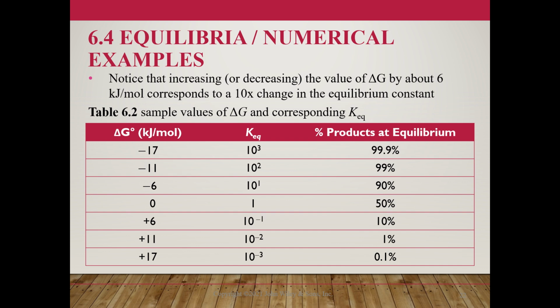Looking at equilibria and numerical examples, well, let's see. A -17 delta G could be from a 10 to the third KEQ. That would be a percent of products at equilibrium of almost 100%. And then as that value of delta G becomes less and less negative, or more positive, the percent products is decreasing and you have more reactants at equilibrium.